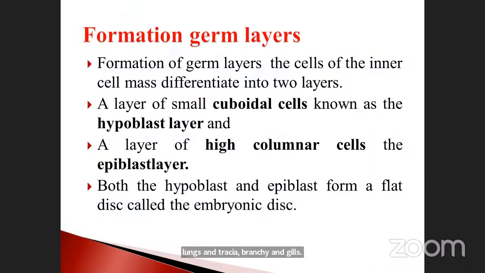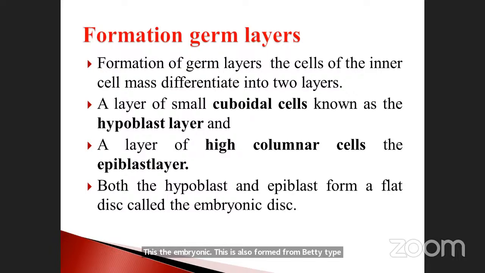And then formation of germ layers. So this is another part. In the formation of germ layers, the cells of the inner cell mass differentiate into two layers: cuboidal cells, otherwise called the hypoblast layer, and the layer of high columnar cells, the epiblast layer. Hypo means below, epi means outermost layer. Both the hypoblast and the epiblast form a flat disc called the embryonic disc. The embryonic disc is also formed from which type of cells? Cuboidal cells, otherwise called hypoblast cells.